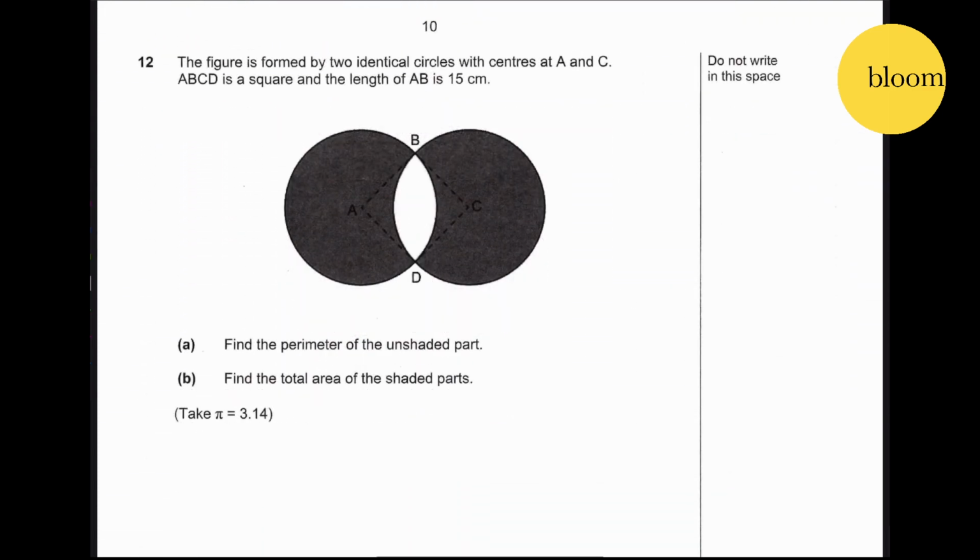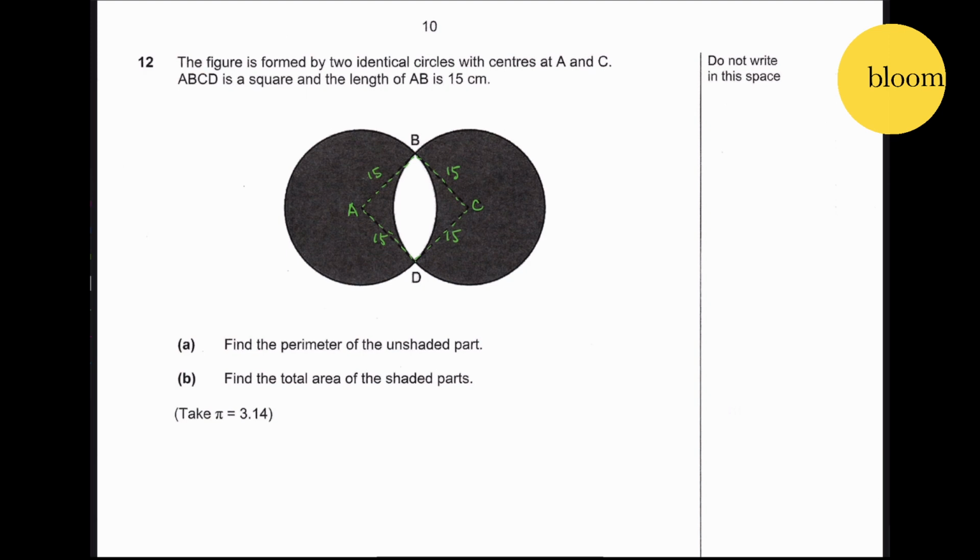Question 12. The figure is formed by two identical circles with centers at A and C. ABCD is a square, and the length of AB is 15 cm. Let's note it down. ABC, CD, and what we have here, 15 cm. And this is a square, therefore it is 15 cm on each side. 15, 15, 15.